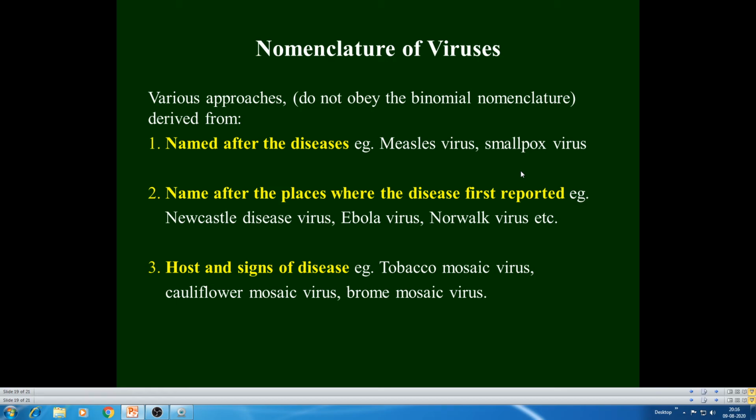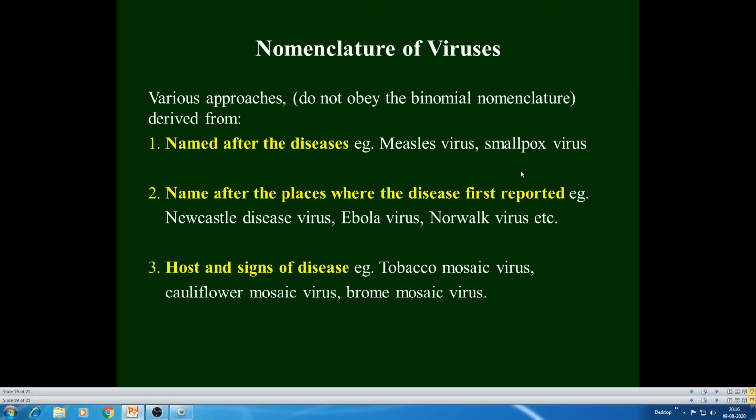Different types of classification we have seen. Then the nomenclature of viruses. How we can name a particular virus. There are various approaches that do not obey the binomial nomenclature. But the binomial nomenclature is, the scientific name of each and every organism has two sections, that is genus name and species name. Genus name always starts with a capital letter and species name always starts with a small letter. And after that, you can write the author's name who described that particular species. Likewise, you can name. But in virus classification, they do not obey the binomial nomenclature.